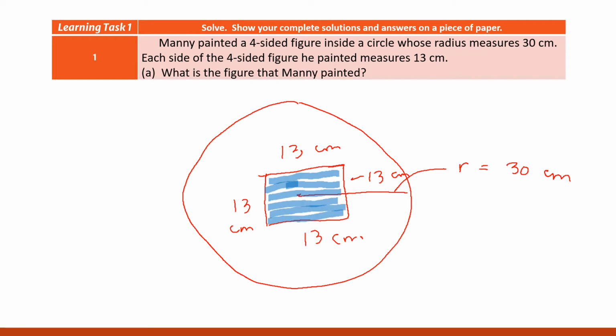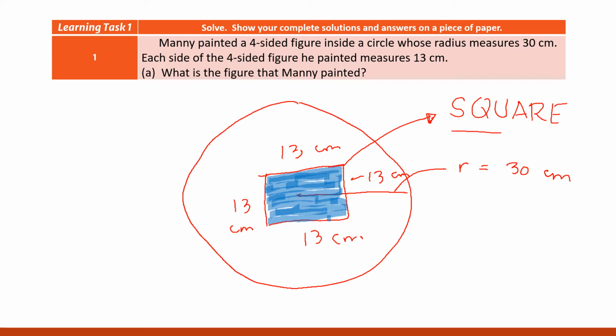Kunwari tapos na magpintura si Manny. Pero, if you look at the question, what is the figure that Manny painted? Kung ang measurement ng bawat side ng napinturahang ito ay 13 centimeters equally, ibig sabihin, this figure, ito, yung pininturahan ni Manny, ay ang tinatawag nating square. Bakit kaya naging square? Kasi nga, pare-pareho ang sides ng bawat length nung pininturahan ni Manny. Okay? Ayos.